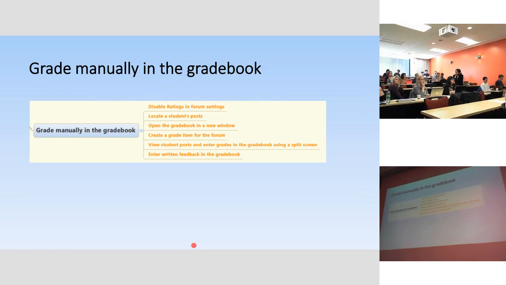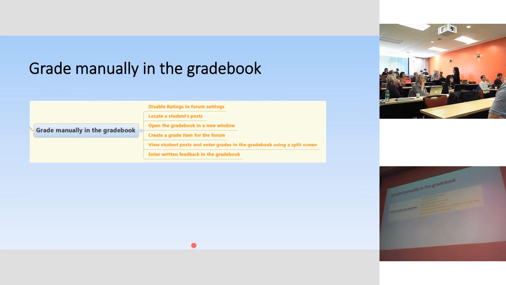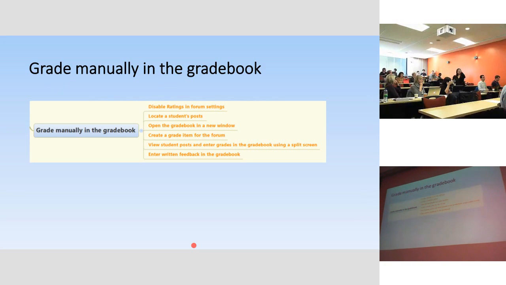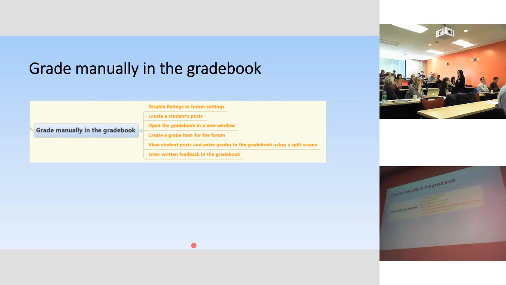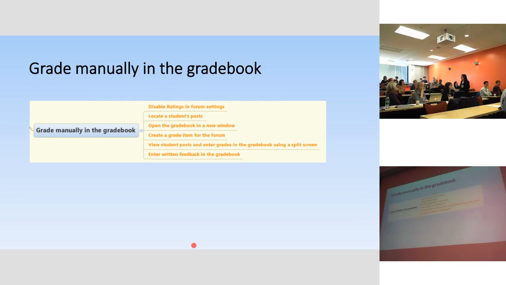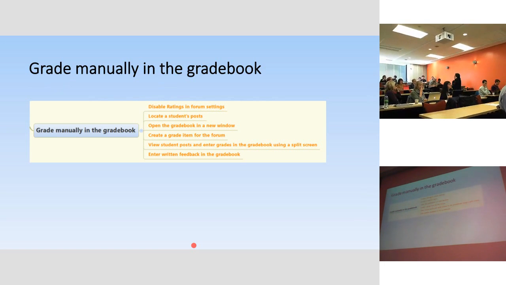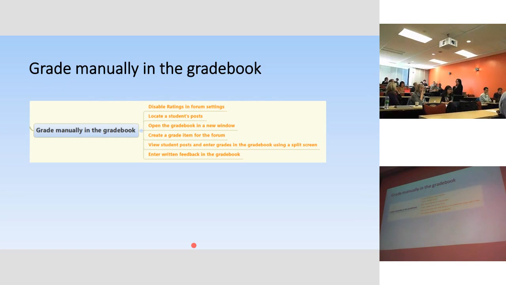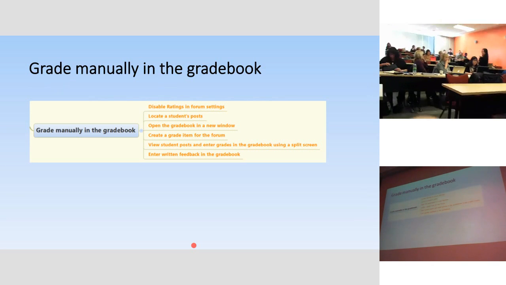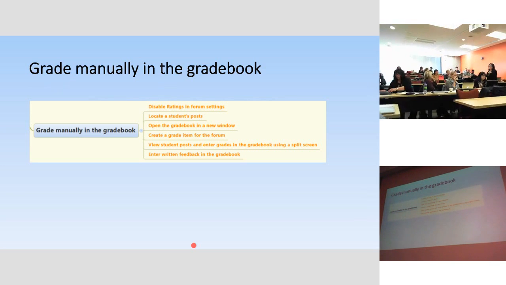Okay, next, grade manually in the gradebook. This I'll just explain to you. It's basically you need to work in split screen, like two windows side by side, if you don't have two monitors. You look at the posts in one window, and you work in the gradebook in another window. Here you can use the ratings, but you want to add some extra feedback in the gradebook. So you look at the post and you enter feedback in the gradebook.